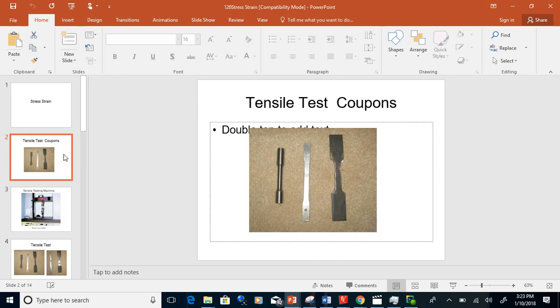I'm not quite to that spot yet, but that's where we're going. Page 125. So what we want to know about these materials: we take these, they're called coupons, and we put them in a tensile testing machine. And we tear them apart and we measure them as we tear them apart.